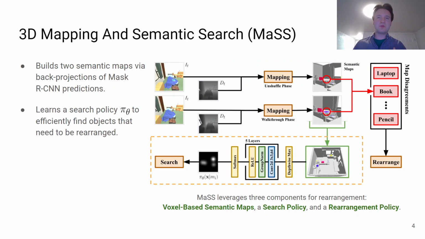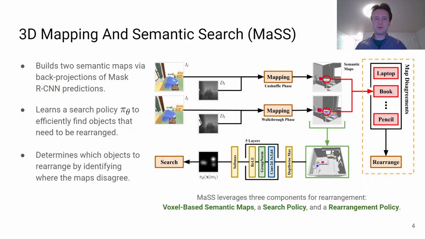Building accurate maps requires finding objects in the scene that need to be rearranged, and we approach this challenge by training a semantic search policy, pi, that parameterizes a distribution over search locations in the scene that are likely to contain objects that need to be rearranged.